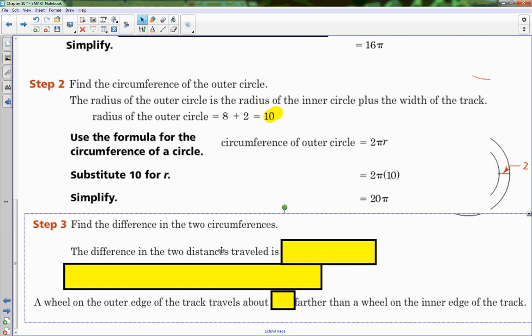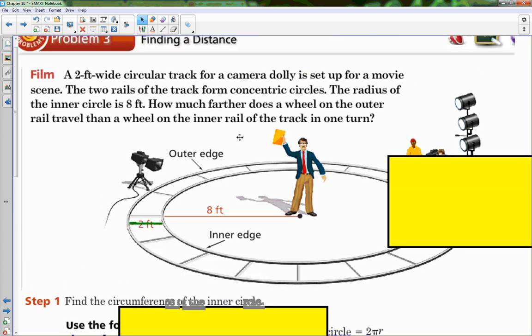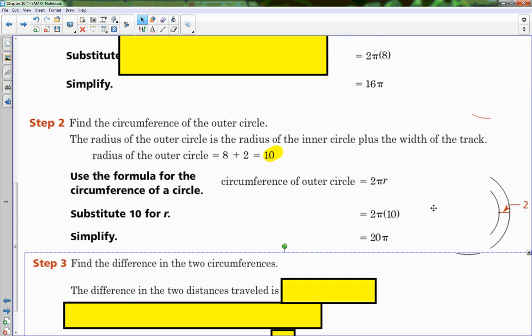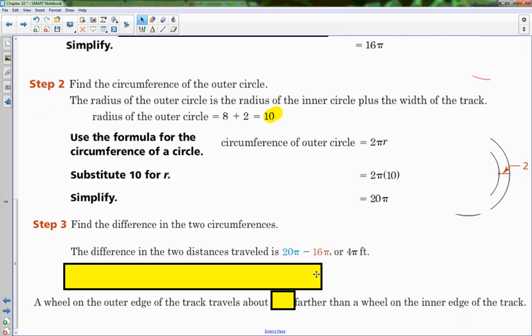Okay, so now we find the difference of the two circumferences because it says how much farther does a wheel on the outer rail travel than the wheel on the inner rail. So we're going to go 20 pi minus 16 pi, which 20 minus 16 is 4, and the pi gets to stay just like a variable x.